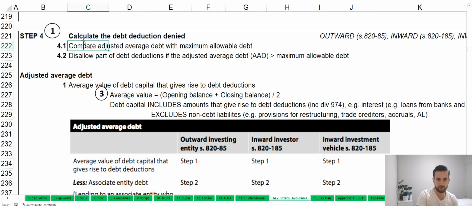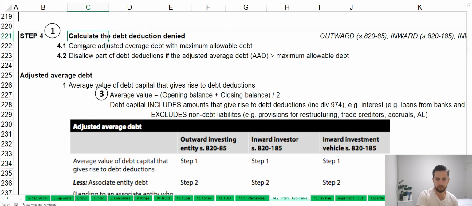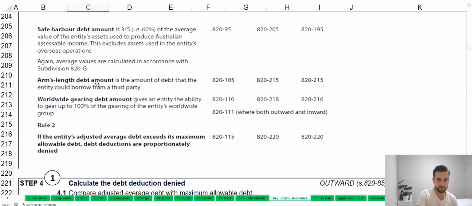So step 4 as well is calculate the debt deduction denied. So you just compare the average debt with maximum allowable debt. I mean, it's basically covered up here, but this is just to really hammer it home. You disallow part of the deductions if the adjusted average debt is greater than the maximum allowable debt, which we established was the higher of these three.